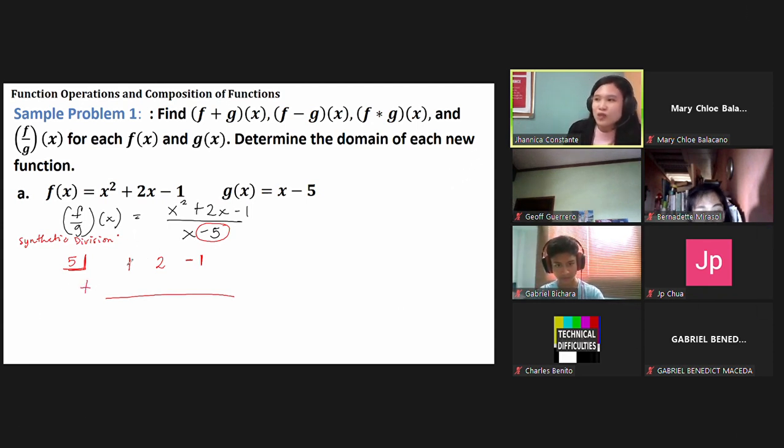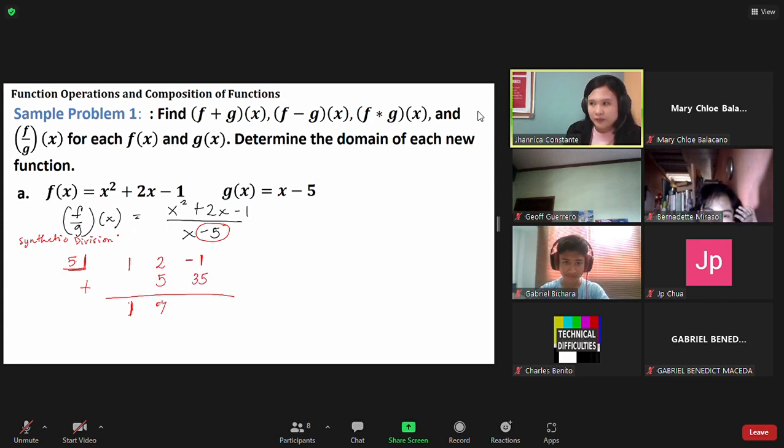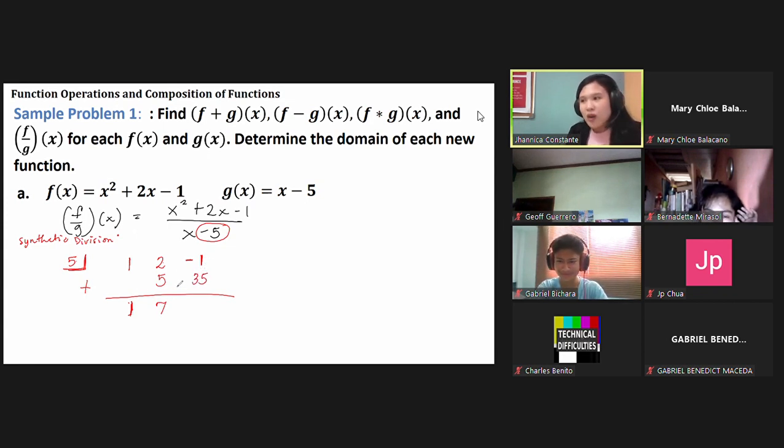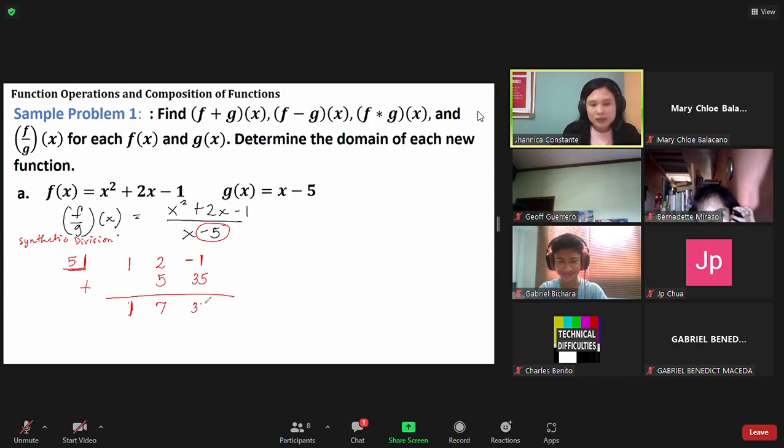Your first coefficient from the function x squared plus 2x minus 1, you're going to bring it down. After you bring down the first coefficient, multiply it to your divisor. So 1 times 5 is equal to 5. And then add 2 plus 5 is equal to 7. After adding, multiply it again to your divisor. 7 times 5, which is equal to 35. Add negative 1 plus 35, which is equal to positive 34.